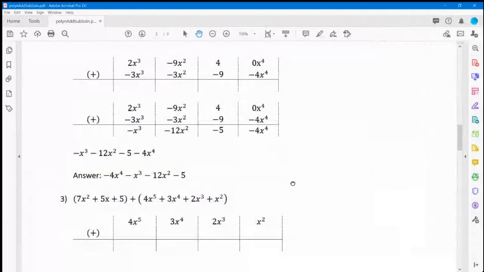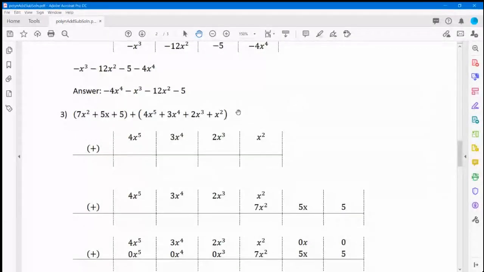All right. So for the third one, it's another addition. So again, I like to put the polynomial with more terms on top. I mean, you really don't have to do that, but personally, I think it's a little bit easier. That's just me, though. So each term, again, gets its own column, as you can see. Okay, so that's the first polynomial.